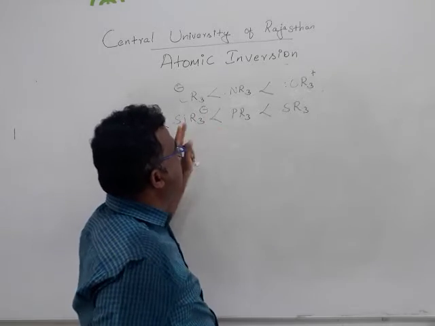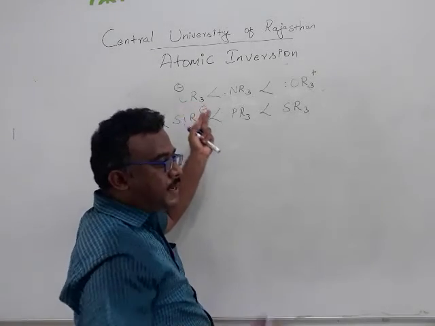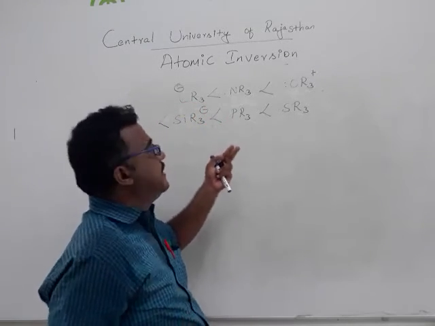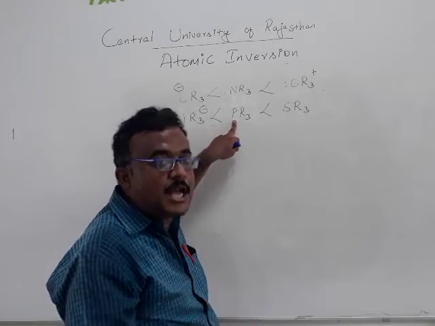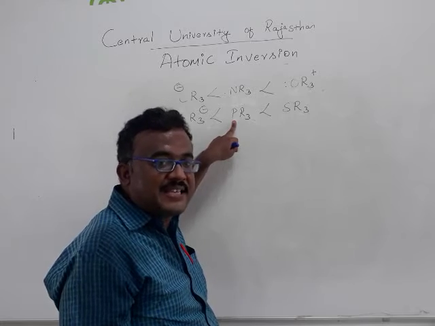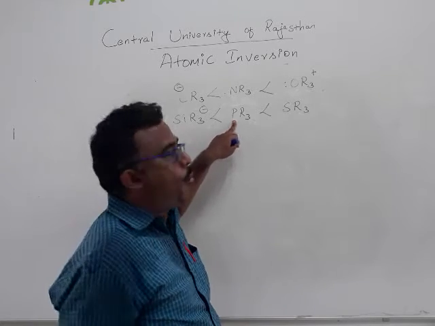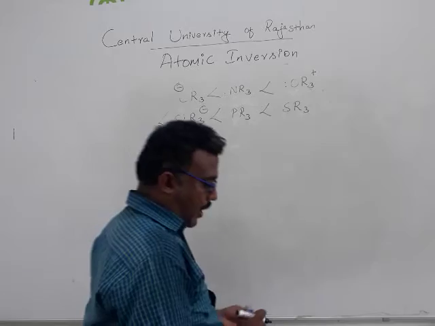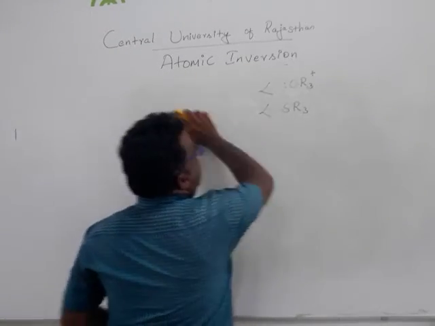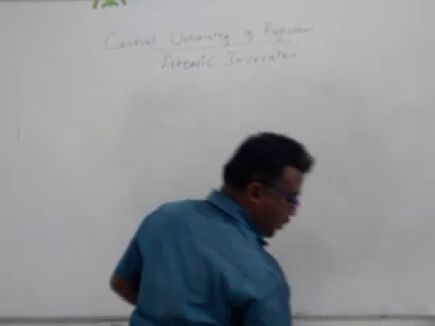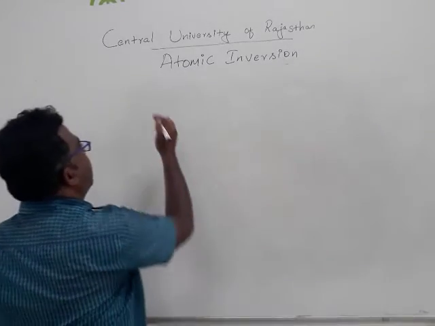So if you compare this one, I think when you come down, the inversion barrier will definitely increase. When you go from phosphorus to arsenic, of course phosphorus has a lower inversion barrier energy compared with the arsenic one. Okay. Then I can go to bent molecules.